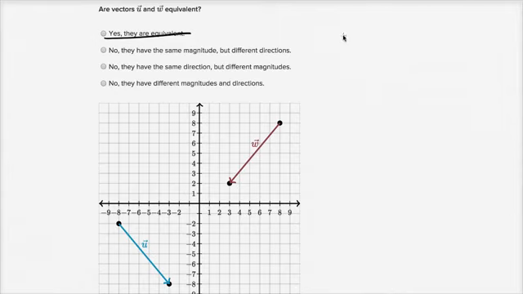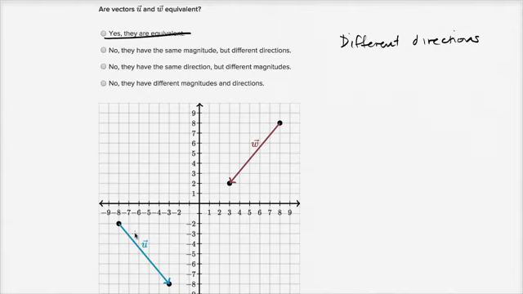Scratch that out. So they have different directions. And let's think about the magnitude. If I just look at the length of the arrows, just eyeballing it, they look pretty close.